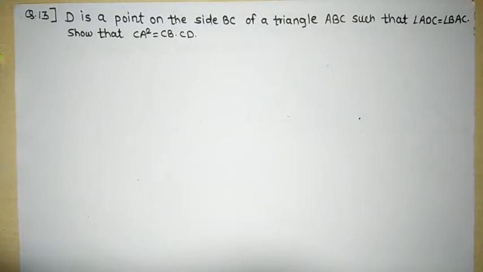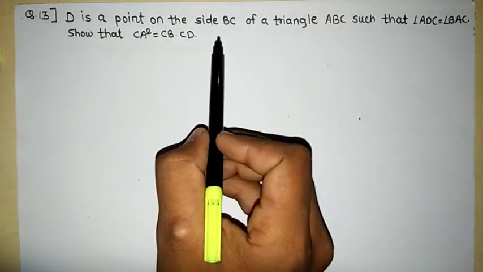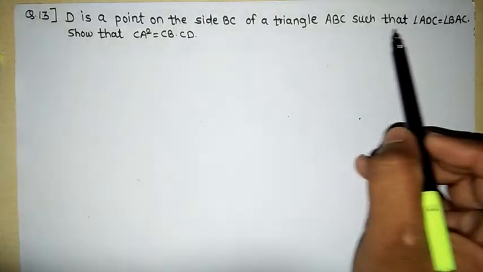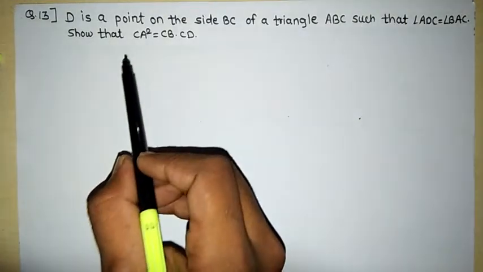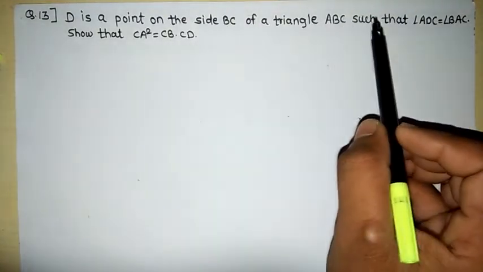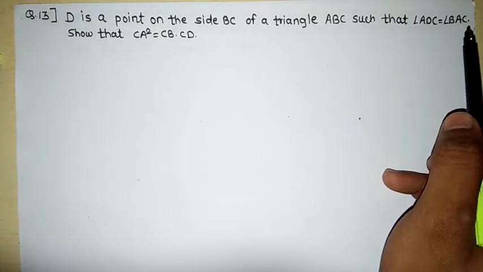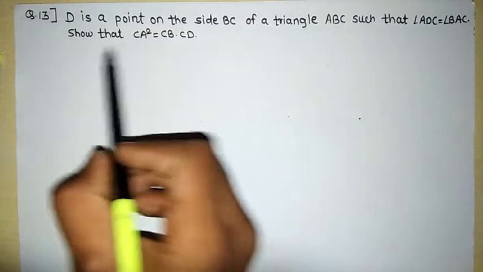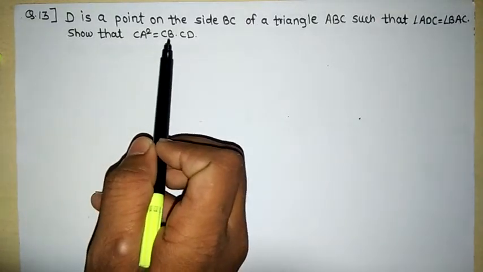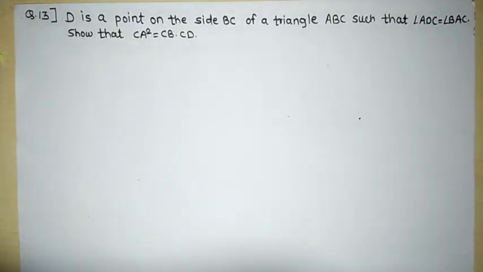See here, in question number 13 what is given. D is a point on the side BC of a triangle ABC such that angle ADC is equal to angle BAC. Show that CA square is equal to CB into CD. This much we have to show here. Let us see how to show this.